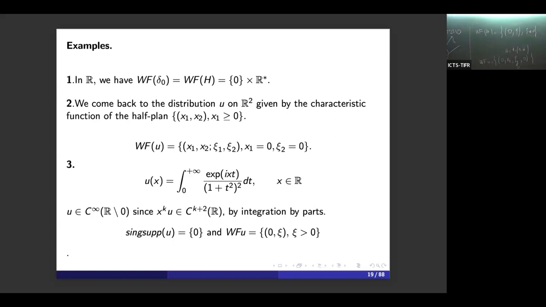Now, if you multiply by x, you get a derivative of the exponential, so you integrate by parts, you gain, of course, a power of t. That means that xu is of class C3. In general, you can see that x^k u is in C^(k+2), which means that u is smooth outside zero. So you are sure that the wavefront will be of type zero times something. And we can prove that the wavefront is exactly {0} × {ξ, with ξ strictly positive}.